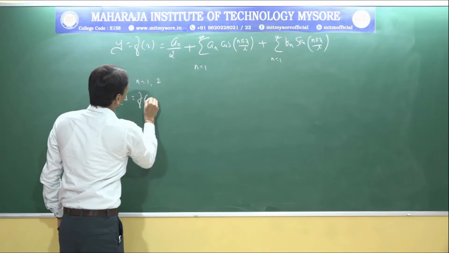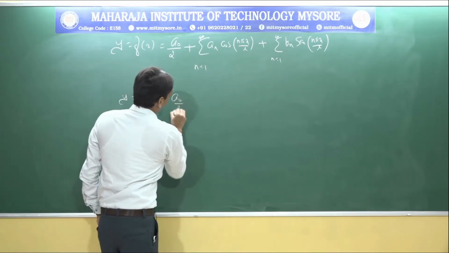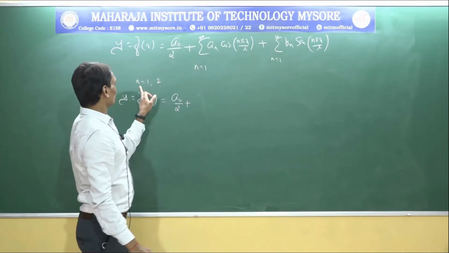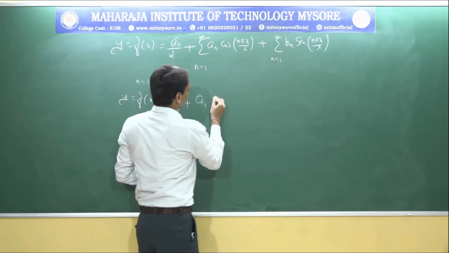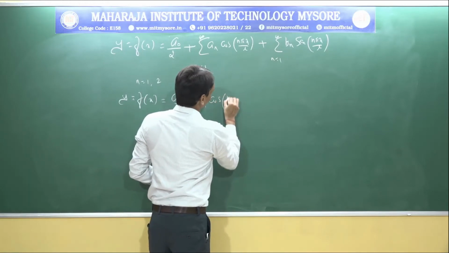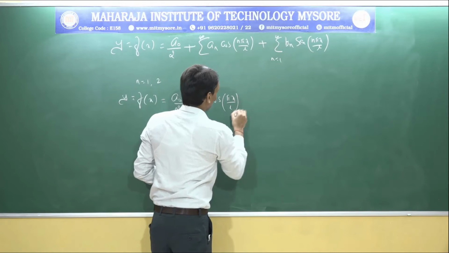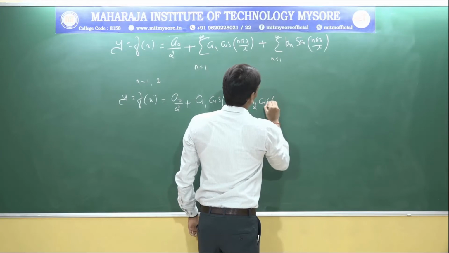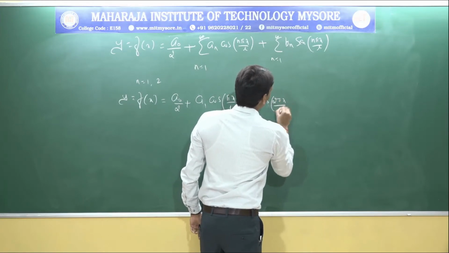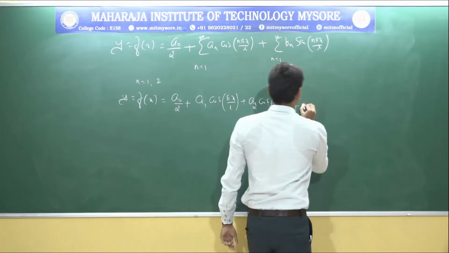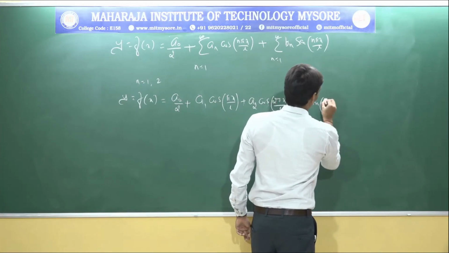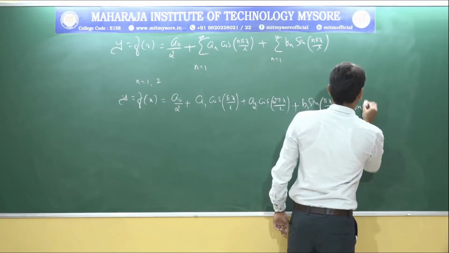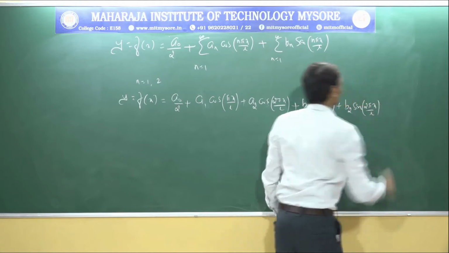So y equal to f of x equal to a naught by 2. Now the summation is there, from 1 to infinity. Substitute n equal to 1 and n equal to 2. That becomes a1 into cos pi x by L plus a2 into cos 2 pi x by L plus b1 into sin pi x by L plus b2 into sin 2 pi x by L.